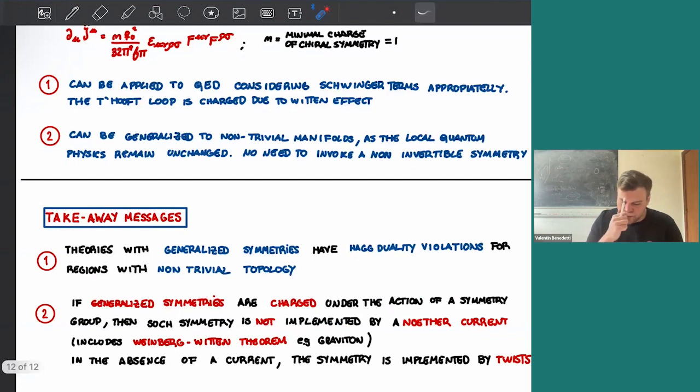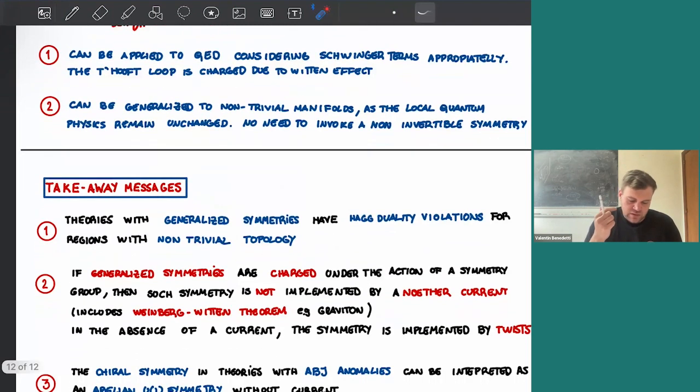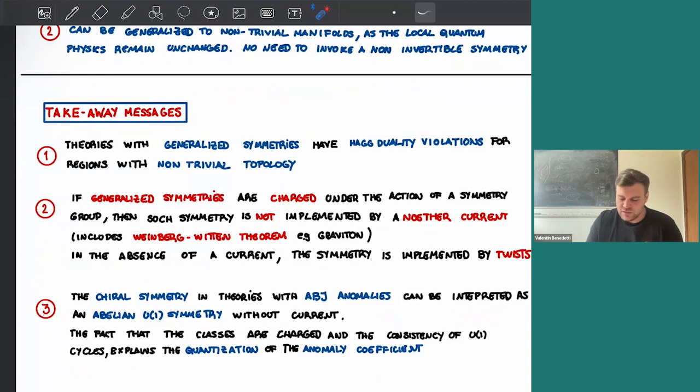So let me leave you with some takeaway messages. The first one is that theories with generalized symmetries have Haag duality violations for regions with non-trivial topology. The second one is that if generalized symmetries are charged under the action of a symmetry group, then such a symmetry is not implemented by a current. This result includes the Weinberg-Witten theorem. For example, for the graviton, we have seen that the non-local classes are charged under the Poincare group. And in the absence of the current, the symmetry is implemented by these twist operators.